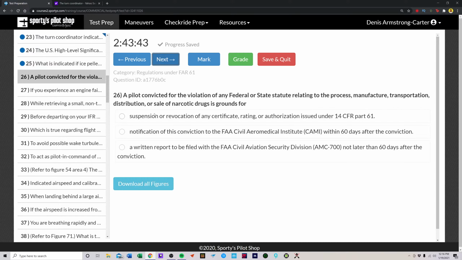A pilot convicted for the violation of federal or state statute law related to the process, manufacture, transportation, distribution of sale or narcotic drugs is grounds for, oh god, suspension and revocation of a certificate rating authorized under, yep, take that thing right away from you.